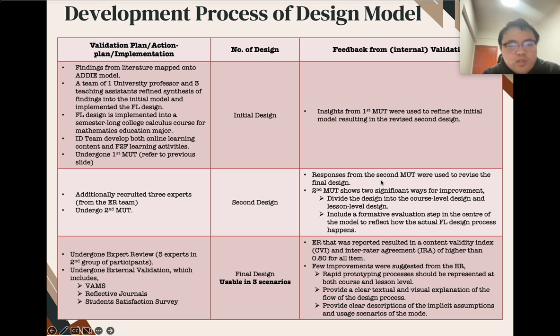The second MUT shows that there are 2 significant ways for improvement. First is to divide the design into the course level design and the lesson level design, meaning that it is divided into a macro level where the goal, content, the learner, the environment, the content outline and instructional strategy are designed. And at the lesson level design, it is more of a micro level where the objective of each lesson, the design and the development of the online and F2F sessions are taken care of.